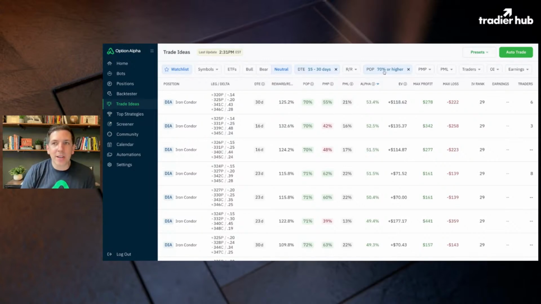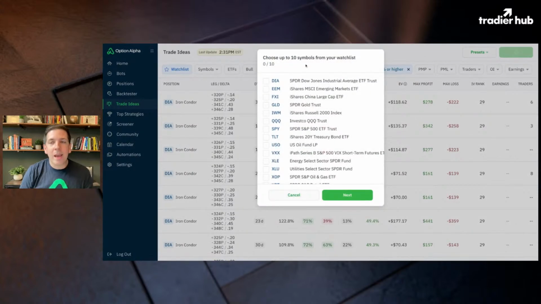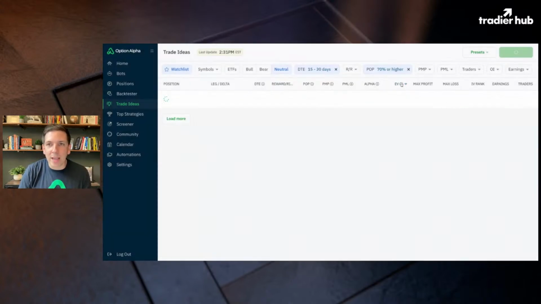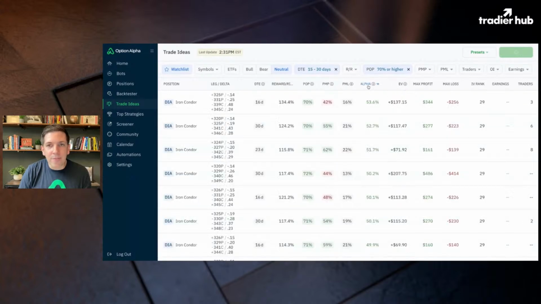So if I like these trades, once I'm done here and I set all my criteria in here, all I'm going to do is click this button up here, just called auto trade. And when I hit the auto trade, I can then choose up to 10 symbols that I want to stuff into a bot. So I want to auto trade this particular set of criteria, and I can rank it however I want to rank it. Let me just cancel this for a second. I can rank it by EV. I can rank it by alpha. I can do whatever I want inside the bot. Remember, we can choose to just rank this however we want inside of our bot as we go.